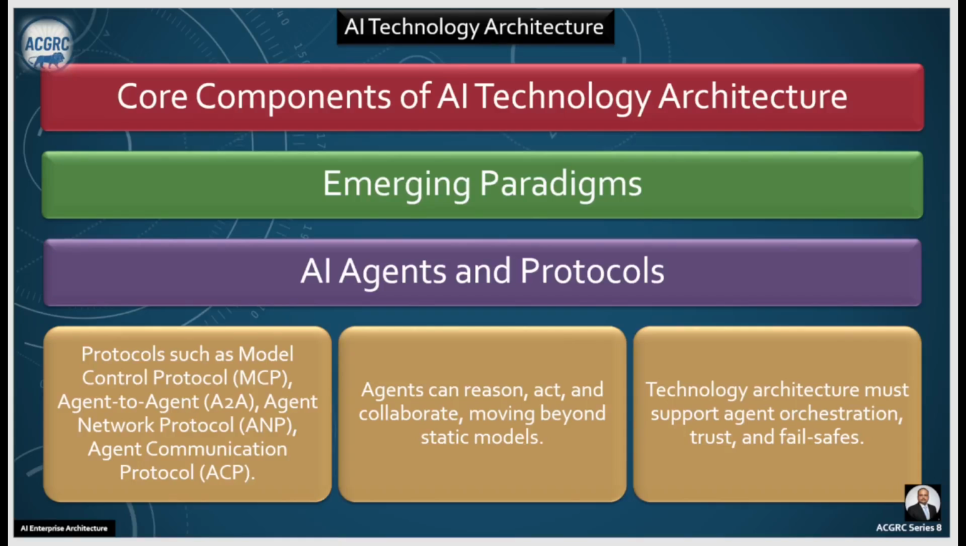The next core component of technology architecture is AI agents and protocols. Protocols such as the Model Context Protocol, Agent to Agent protocol, Agent Network Protocol, or agent communication protocols are part of this. Agents can reason, act, and collaborate, moving beyond static models. Technology architecture must support agent orchestration, trust, and fail-safes.